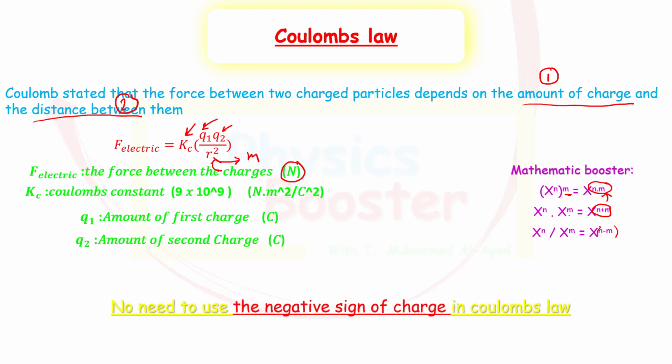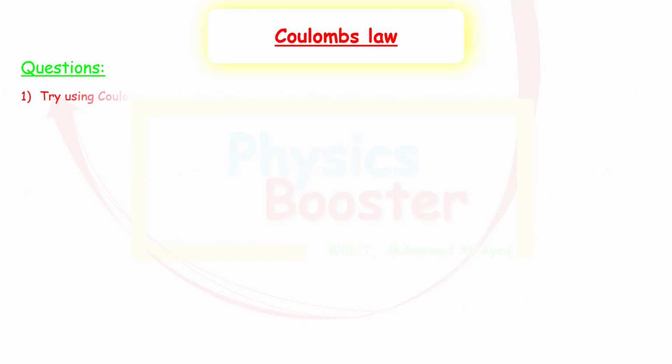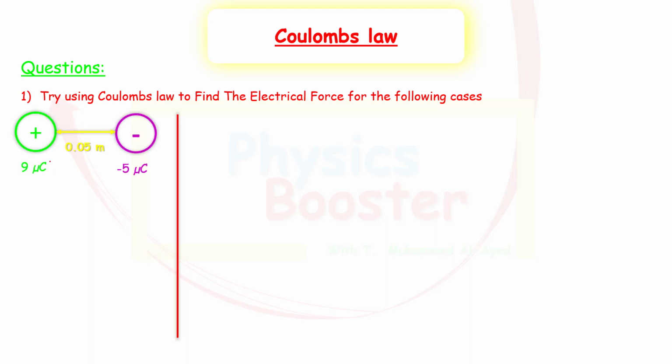Something else we must keep in mind: the negative sign is not important when we are solving problems in Coulomb's law. So it's pretty straightforward. Let's start with some problems. Try using Coulomb's law to find the electrical force for the following cases. We have the charge of the first particle, which is 9 microcoulombs. Remember, we said we will be using microcoulombs a lot. On the other side we have a negative charge of negative 5 microcoulombs, and the distance between these charges is 0.05 meters.